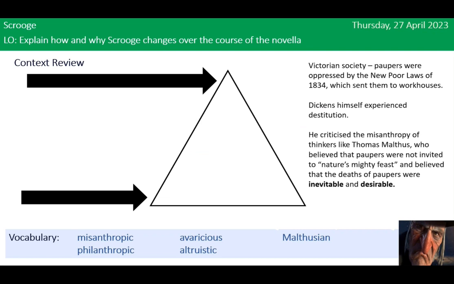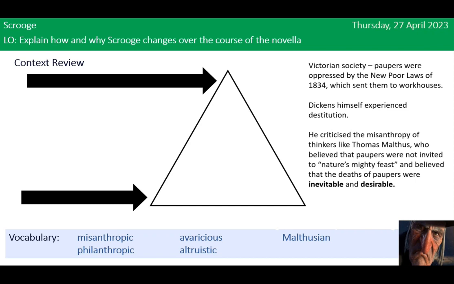So, some context. Firstly, in Victorian society, paupers were oppressed by the New Poor Laws, which were created in 1834. This meant that they had to go to workhouses, where they were paid no money and living in squalor. Dickens himself experienced destitution. This is really key. This is why he wrote A Christmas Carol, why he has compassion for the poor. Dickens himself experienced destitution, or poverty.